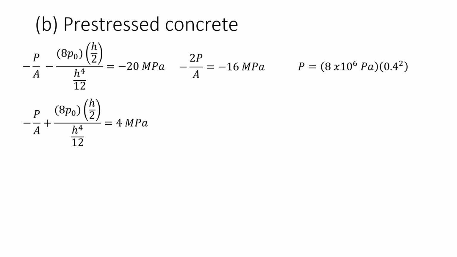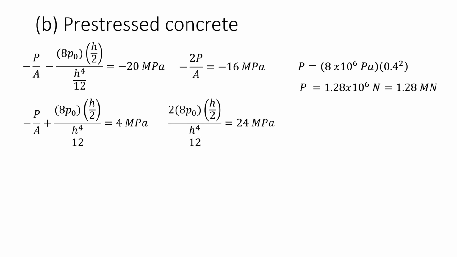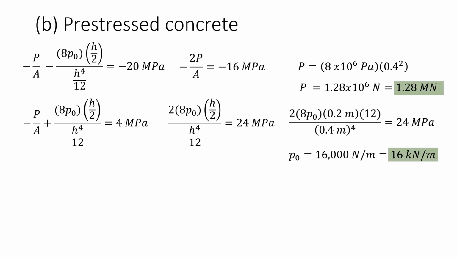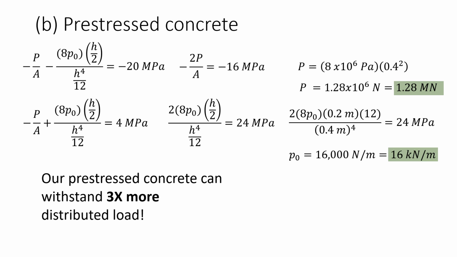Once we simplify and sub in our numbers for the area, we find that this force is 1.28 meganewtons, which is a really large force. We can subtract the two equations to find an equation only in terms of our applied distributed load. When we sub in the numbers, we find that this gives us a distributed load of 16 kilonewtons per meter, which is exactly 3 times larger than what we found for the concrete beam without prestress. So this is a pretty large improvement. We're actually increasing the load capacity by 3 times.